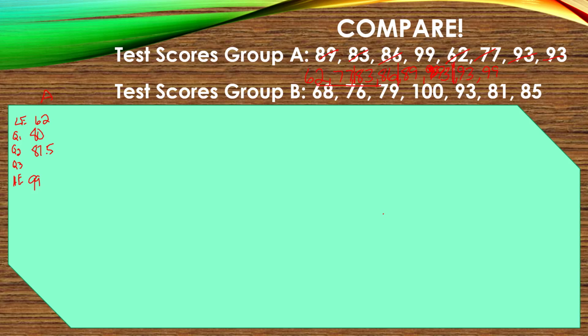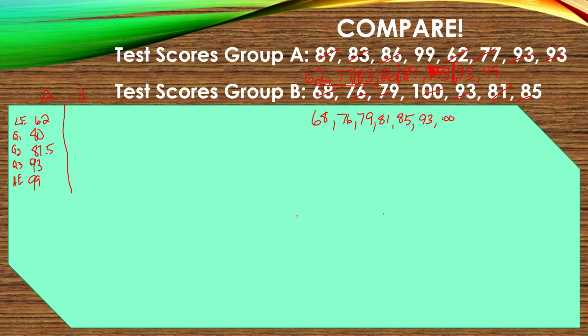Let's find our Q3. Well, we have a 93 and a 93. That one makes that very easy. 93. Now let's compare that with test group B. So test group B has a 68, 76, 79. Has an 81, 85. Has a 93 and has 100.